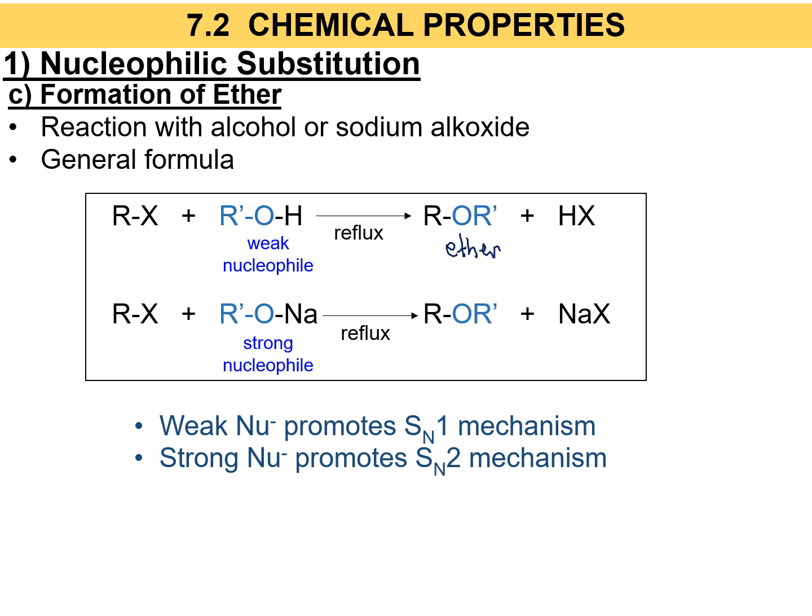Okay, so dua-dua ni ialah ether. Okay, tapi you gunakan nucleophile yang berbeza. Okay, kalau you gunakan weak nucleophile, you akan buat SN1 mechanism. Kalau you guna strong nucleophile, you akan buat SN2 mechanism. But then dia punya product sama je, but the side products will be different. Kalau side product untuk alkohol ni, kamu akan dapat hydrogen halogen. Kalau side product untuk strong nucleophile ni, you akan terus dapat you punya metal campurkan dengan you punya halogen.